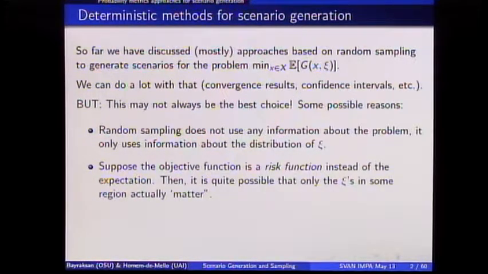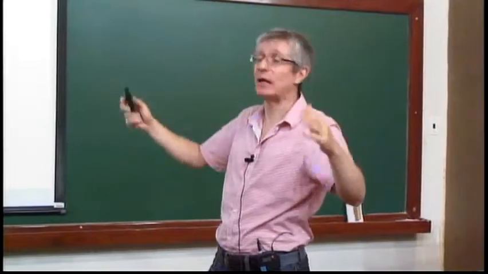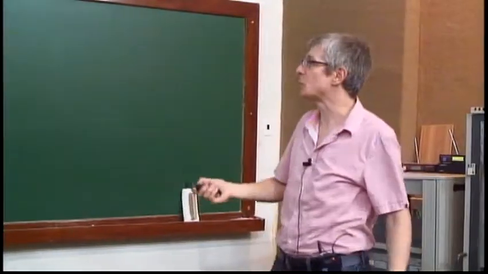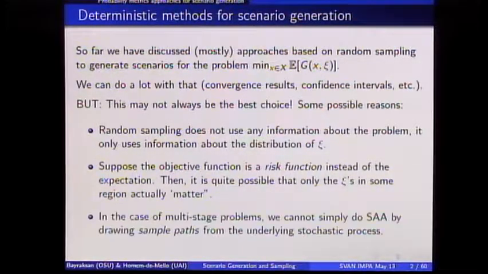Another issue is that if you have some kind of a risk function, we discussed, for example, the CVaR earlier on. CVaR essentially looks at the tails of a function, and it's not unreasonable to think that if you're trying to minimize the CVaR of a function, you may want your scenarios concentrated on the tail. You may not want your scenarios just spread out, like when you estimate expected values. But random sampling just samples over the distribution. It's not taking into account any characteristics of the problem.